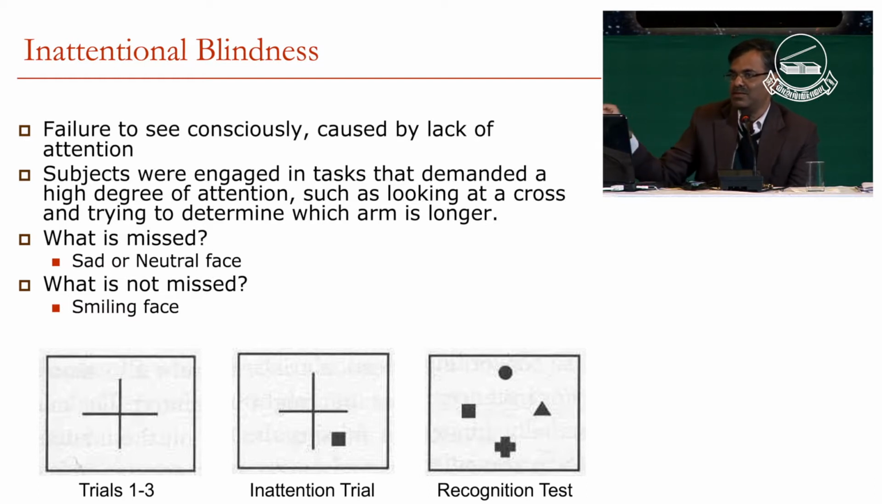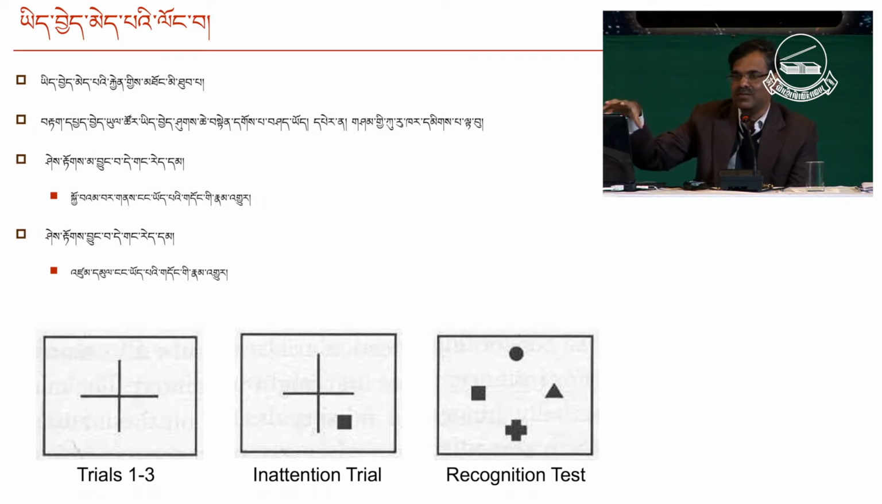And then after 2-3 trials, they suddenly showed another stimulus. In this case, it's a square, but it could be anything. And then they asked people, did you see anything? And interestingly, what they found was a lot of subjects said, no, I really didn't see anything. So it's almost like when they were paying attention to this task, whatever information suddenly comes in, they didn't even see it in the first place. So that is why this is called inattentional blindness.